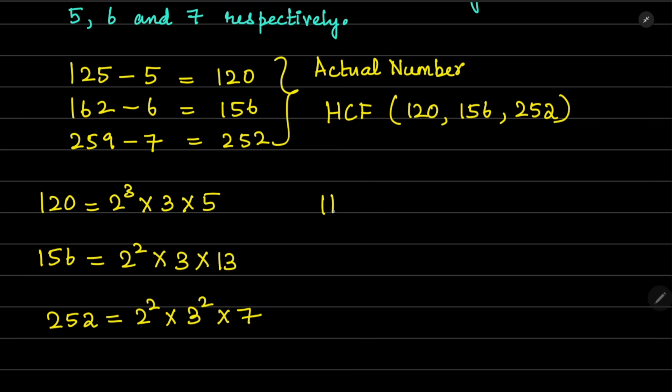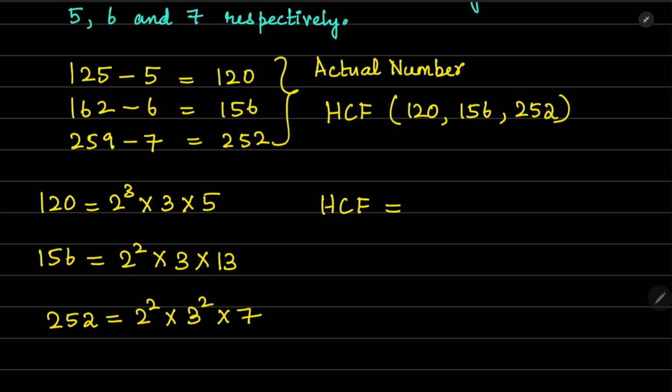So for HCF, what will you do? You will be finding the lowest power of all the common factors. But before we find the lowest power of the common factors, let us identify them. 2 is common, right? 2 as a prime factor is common across the three. 3 is also common. 5, you have it in 120, but you don't have it in the others.